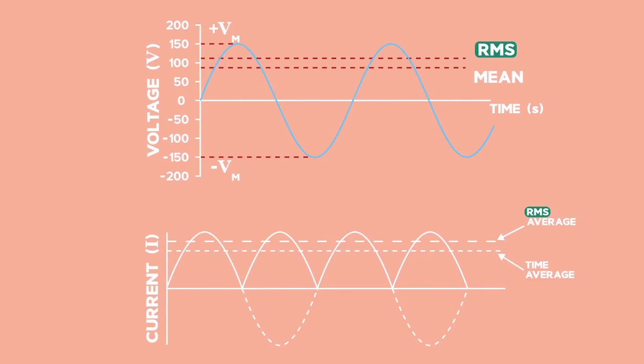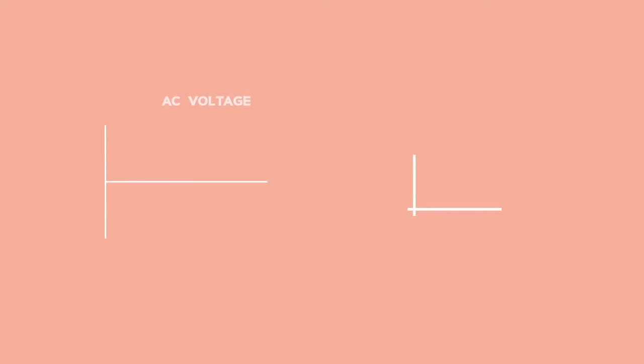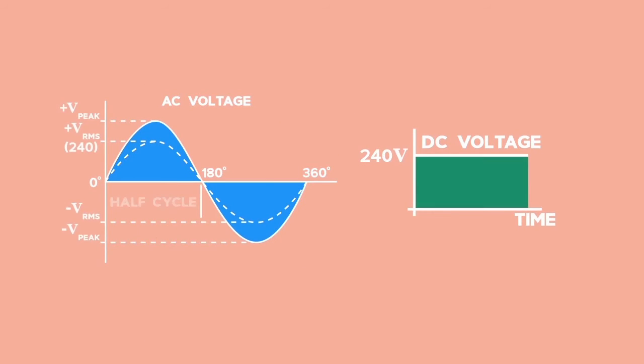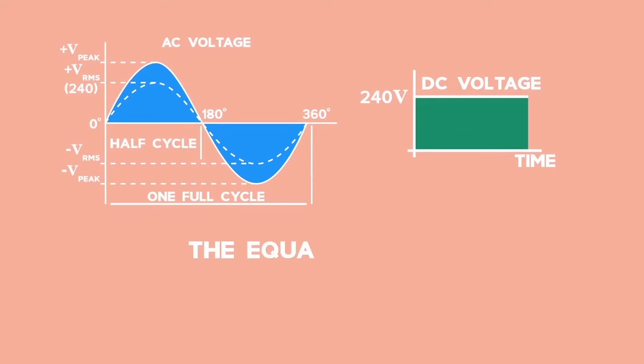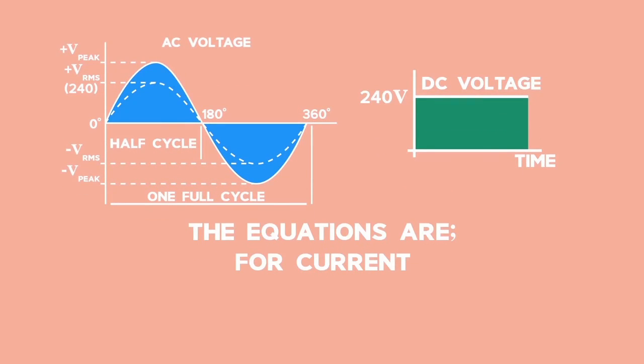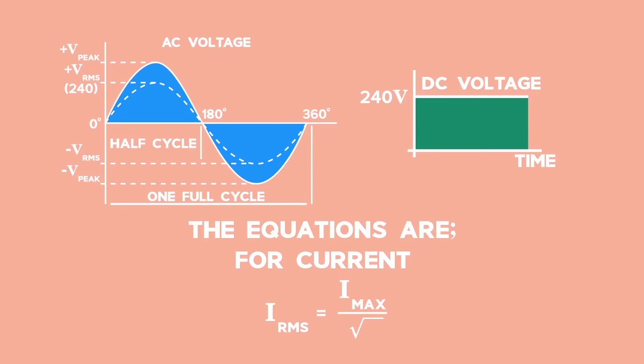Similarly, the RMS voltage. The root mean square values are equivalent to what the DC values would be. The equations are, for current, I RMS is equal to I max over the square root of 2. Similarly, voltage RMS is equal to the voltage maximum over the square root of 2.